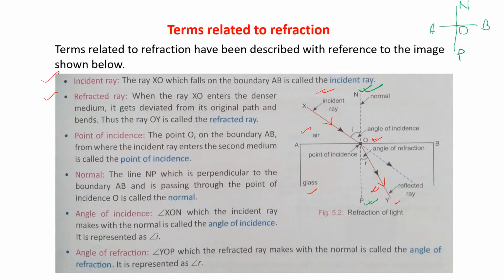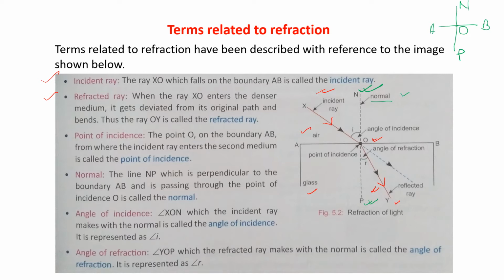So this line is normal. Next is angle of incidence. Now what is angle of incidence? The angle between the incident ray and the normal is known as angle of incidence.